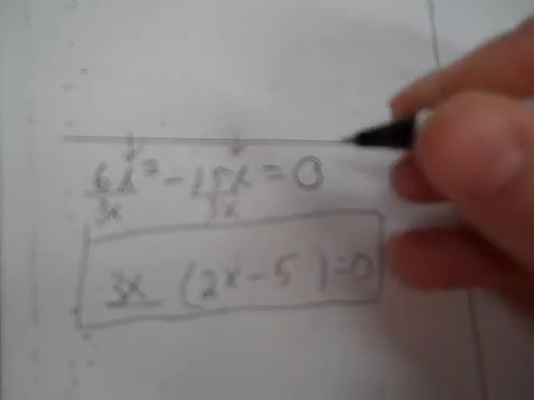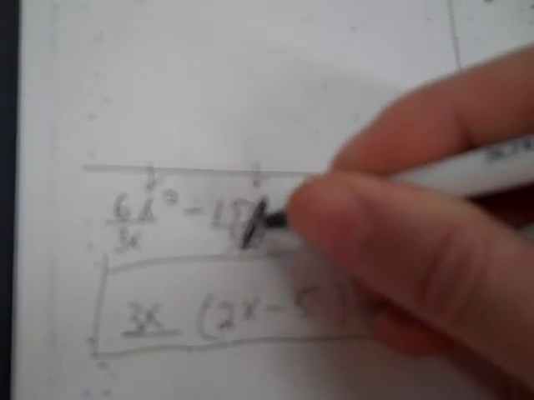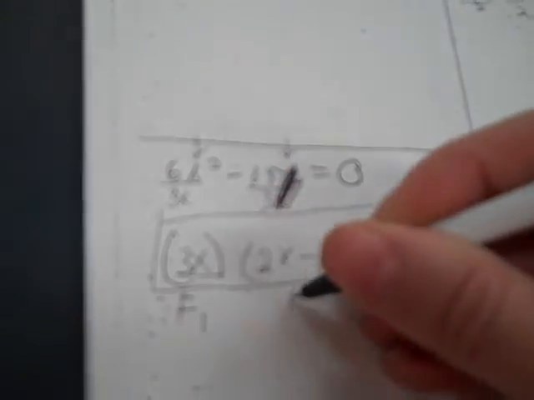X squared divided by x is always x. That's a fact you have to know. Because if I have x, x, and then x underneath, they're going to cancel, and I'm going to be left with an x on top. Minus, and then 15 divided by 3 is 5. When they're the same x of the same power, you can cancel them. Okay, so I wrap them up. That's factor number 1. That's factor number 2. So I know that factor 1, 3x, could equal 0, or 2x minus 5 could equal 0.